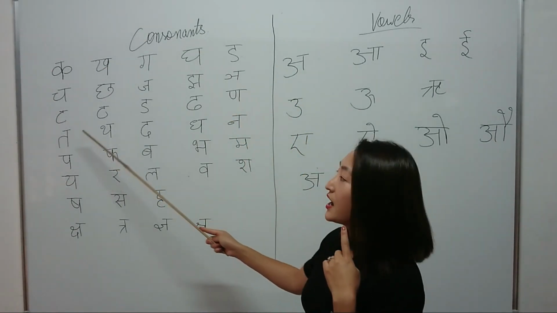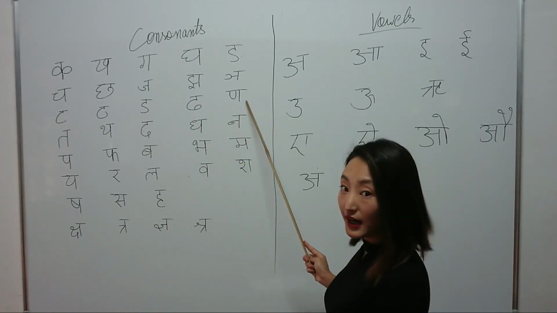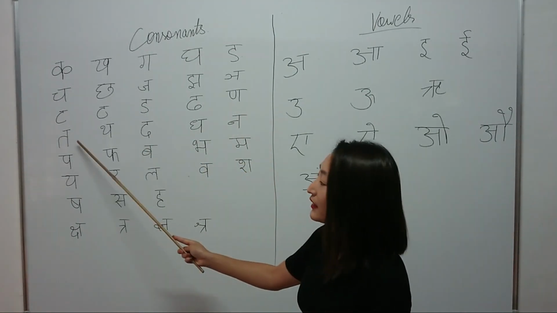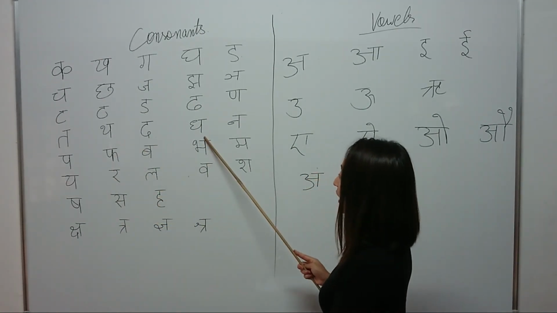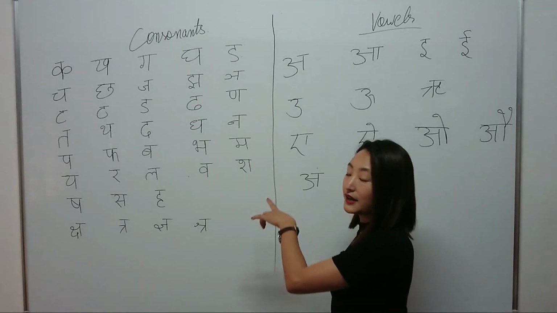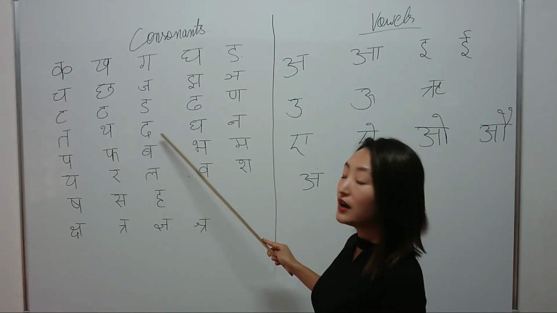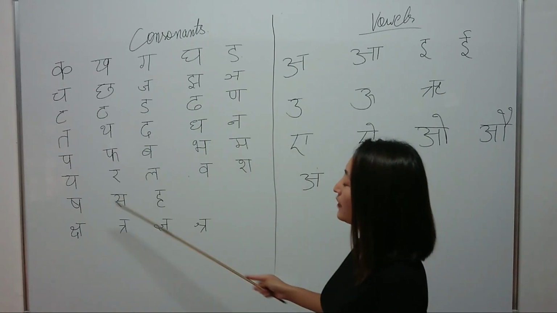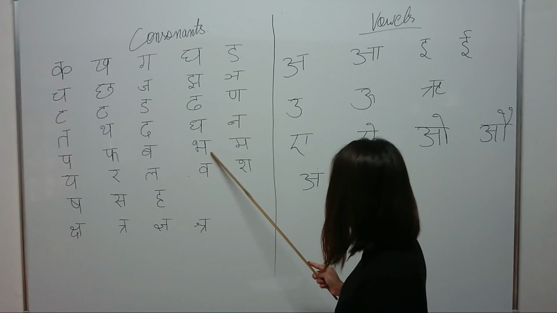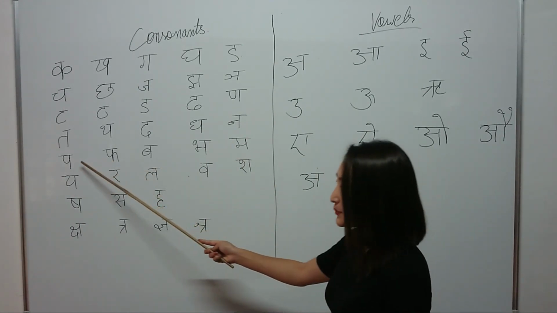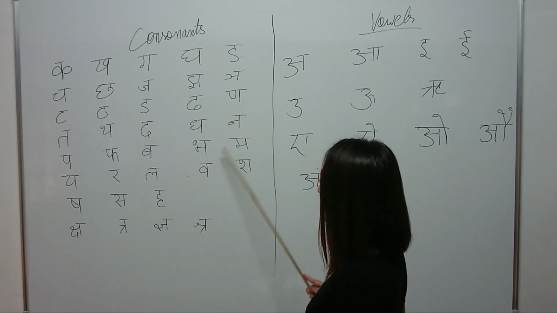Ta, tha, da, dha, na. Pa, pha, ba, bha, ma. Once more. Pa, pha, ba, bha, ma.